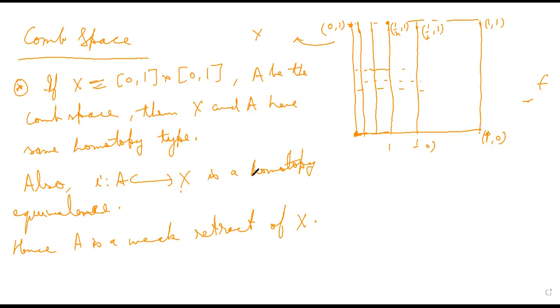Because if i is a homotopy equivalence, A is a big deformation retract of X. Hence, A is a deformation retract. Also, if i is a homotopy equivalence, then of course it is going to have a left homotopy inverse. So these two properties we have.